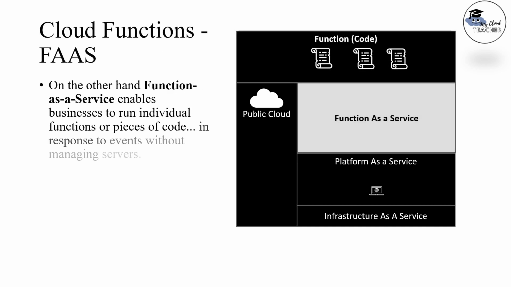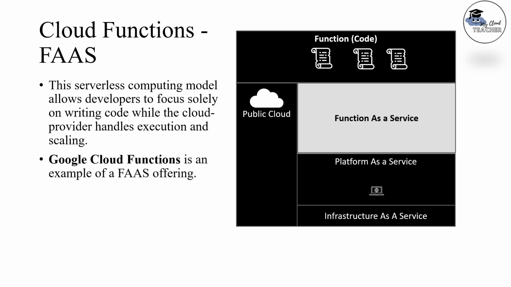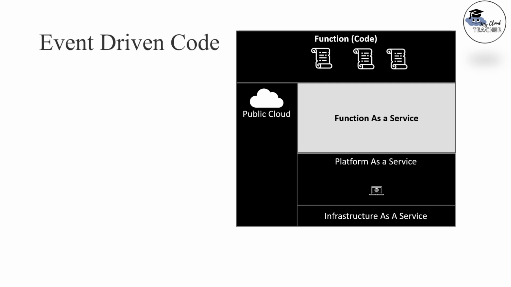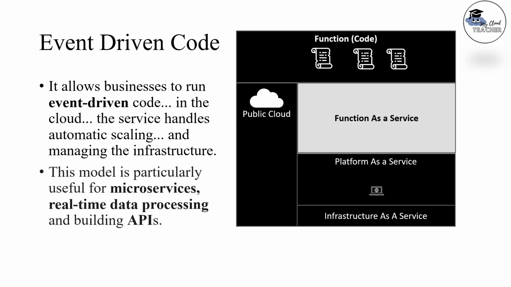On the other hand, function as a service enables businesses to run individual functions or pieces of code in response to events without managing servers. This serverless computing model allows developers to focus solely on writing code, while the cloud provider handles execution and scaling. Google Cloud Functions is an example of a FaaS offering. It allows businesses to run event-driven code in the cloud. The service handles automatic scaling and managing the infrastructure. This model is particularly useful for microservices, real-time data processing, and building APIs.